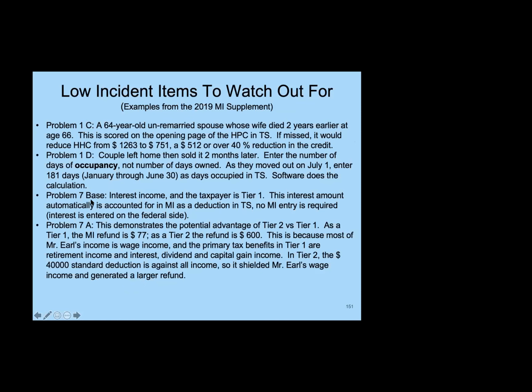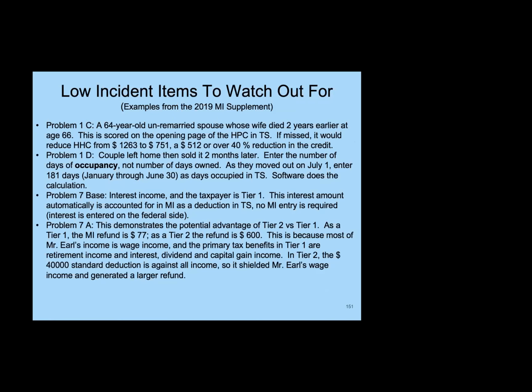In problem 7, the base problem, there's interest income in the taxpayer's tier 1. I will tell you the interest amount automatically is accounted for in Michigan as a deduction for a tier 1 in TaxSlayer. There's no Michigan entry required at all. Unlike retirement income, where you do have to do some work.